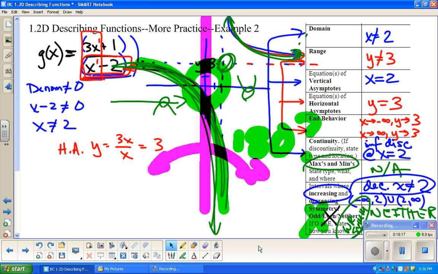Now it does technically say if odd or even, state how you know. Well, this is neither. Technically, we don't have to say why. I just want you to know.